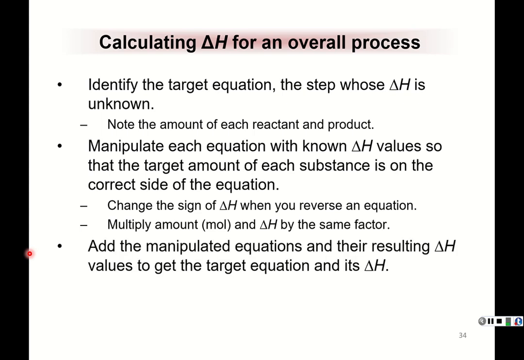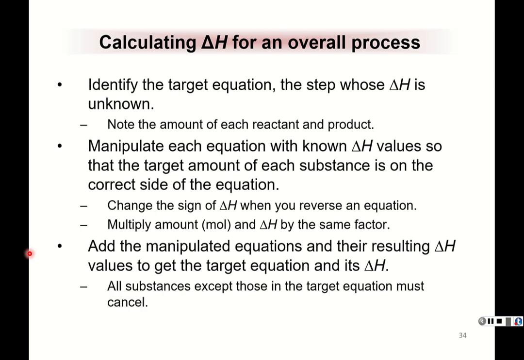Okay. You add these manipulated equations together. They add up to your target equation. Then you would also add the delta H values together to get the delta H of the target equation. Right. All substances except those in the target equation must cancel. So explaining this in words is probably a little bit hard. It's probably easier to just go through one of these examples.